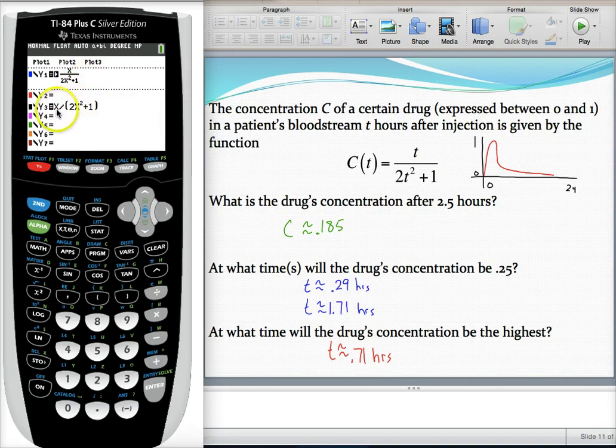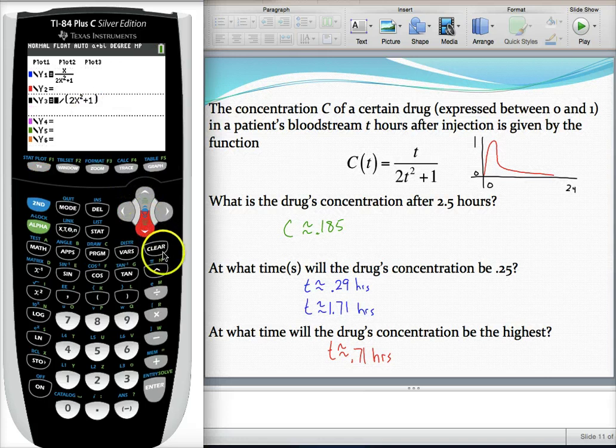Just notice if you are typing in the old way, which is not to use the fraction feature, make sure you use parentheses around the denominator. If you want to be safe, use it around the numerator as well, but because it's x by itself, it doesn't matter. So go ahead and get either one of these two versions typed in. I'm going to go ahead and clear the second one out.